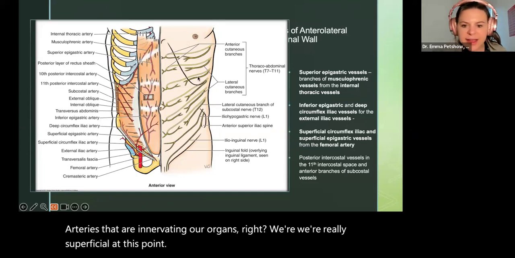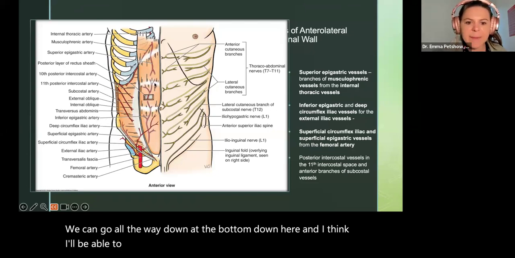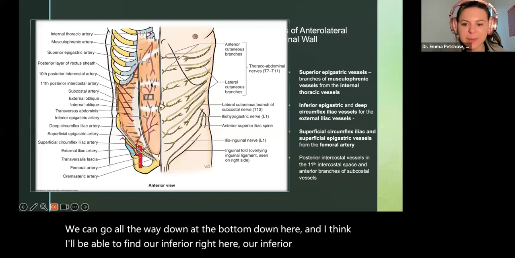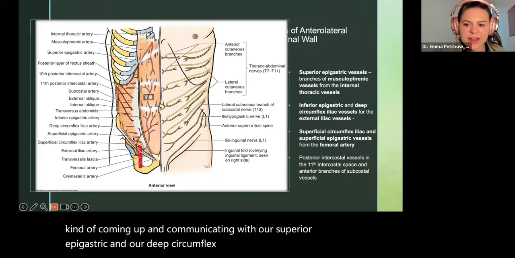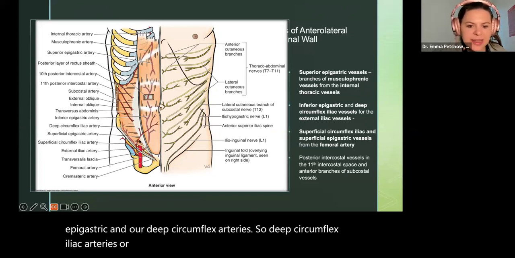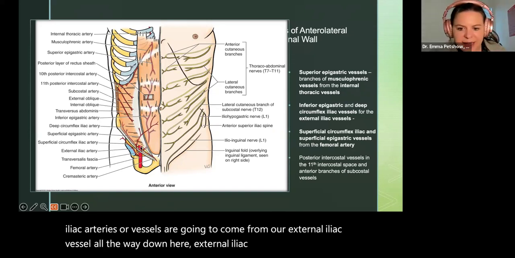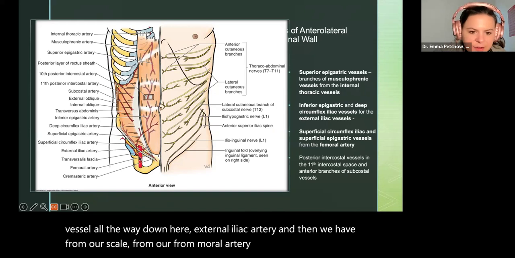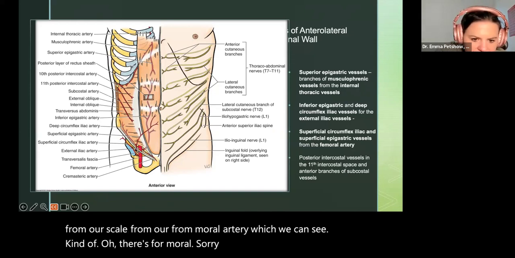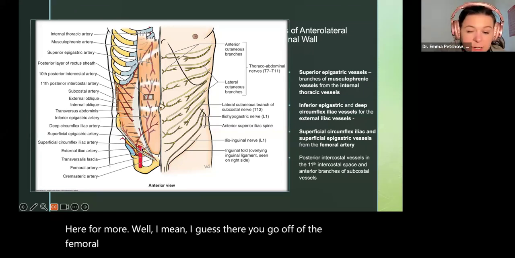We can go all the way down at the bottom, down here, and I think I'll be able to find our inferior. Yep. Right here, our inferior epigastric, kind of coming up and communicating with our superior epigastric, and our deep circumflex iliac arteries or vessels are going to come from our external iliac vessel all the way down here, external iliac artery. And then we have from our femoral artery, which we can see kind of, there's femoral, sorry. External iliac is here. Femoral, I guess, yeah, there you go. Off of the femoral artery, so prior to the external iliac, it's really small, so I'm trying to read it.